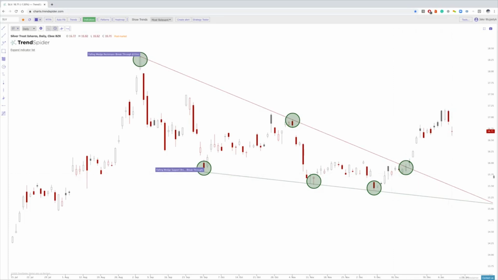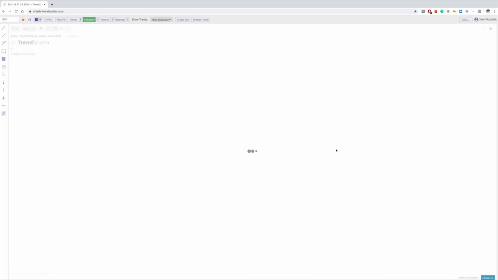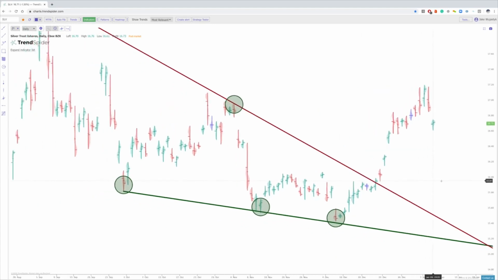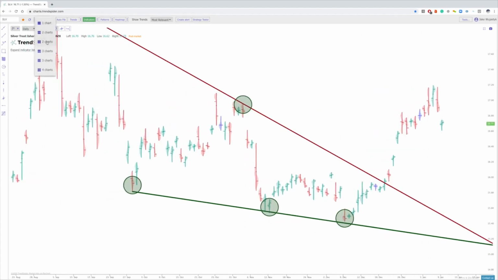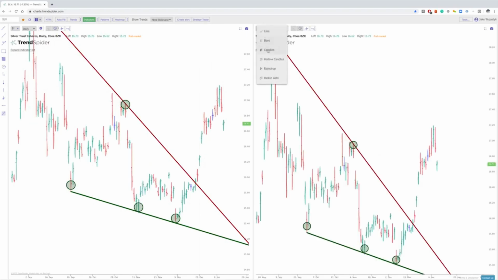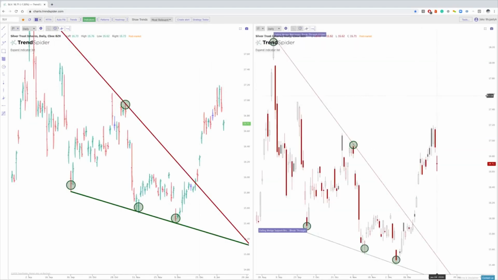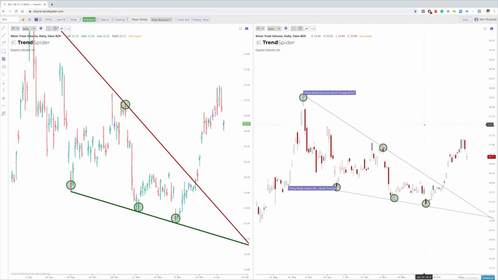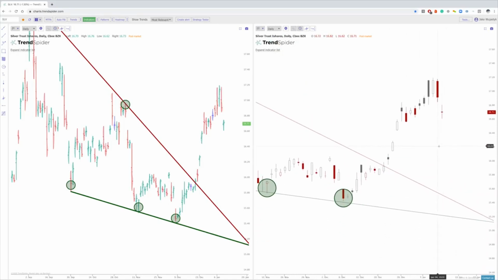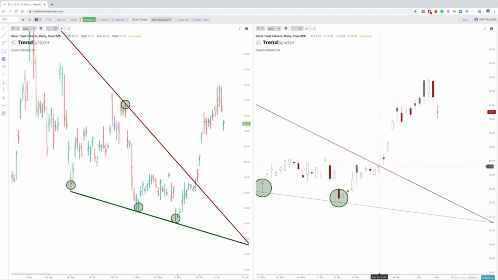Now, one thing I do want to mention here is the raindrop charts. So in this case, when we turn on the raindrop, you'll essentially be able to see what we weren't able to see with a regular hollow candle. So if I switch this to split screen and go to hollow candles versus the raindrops, you'll see here that when we initially broke through this line, there was a wick here, but we didn't actually close through.